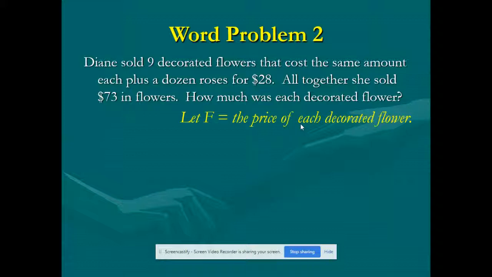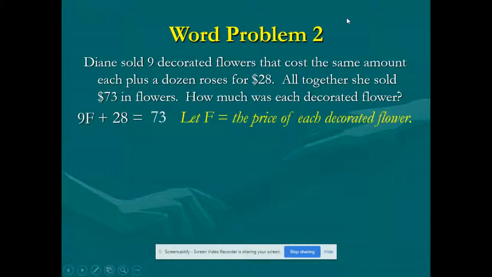All right. So we know that they sold 9. So we go 9F because we don't know how much it is. We know that she also sold a dozen roses for 28, so we can stick in the 28. And we know altogether it was 73. So we put our answer as 73.